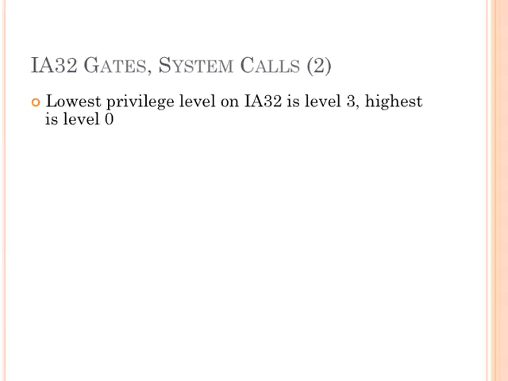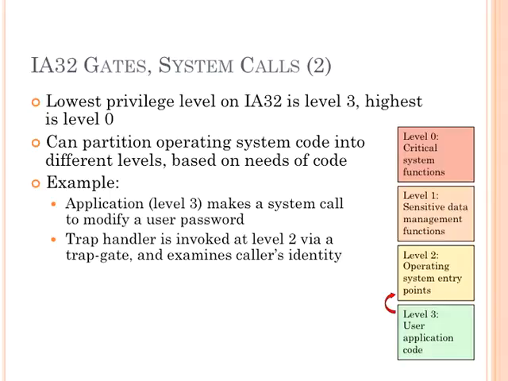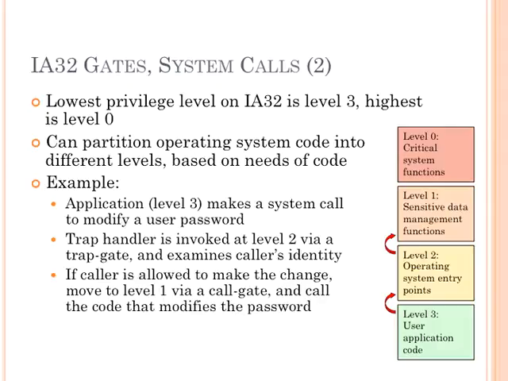Okay, so the lowest privilege level on IA32 is 3, highest is 0, which is weird, but that's just the way they decided to do it. And we could partition our operating system code thusly. We could say, well, level 0 will be the most critical stuff, level 3 is applications, level 2 might be entry points, and level 1 might be things like drivers, so that they can't screw things up. Okay, so we could do something like that, where the application transitions, the handler looks at whether or not it's allowed to do stuff, and then maybe calls into the various other things that it's allowed to do. Okay, so we could do something like this.